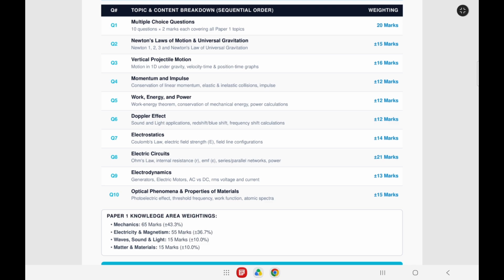You also have question 5, work, energy, and power, worth about 12 marks. Question 6, you have the Doppler effect, that's worth about 12 marks. Electrostatics, that's worth about 14 marks. You also have electric circuits, worth about 21 marks. You also have electrodynamics, worth about 13 marks. We then have question 10, optical phenomena and properties of materials, worth about 15 marks.